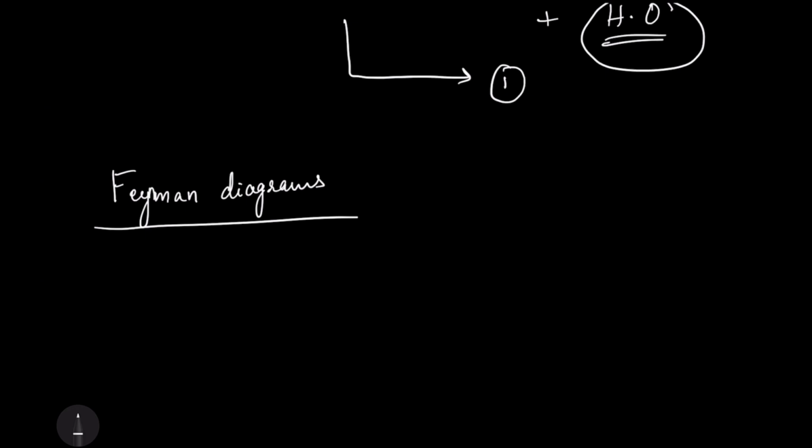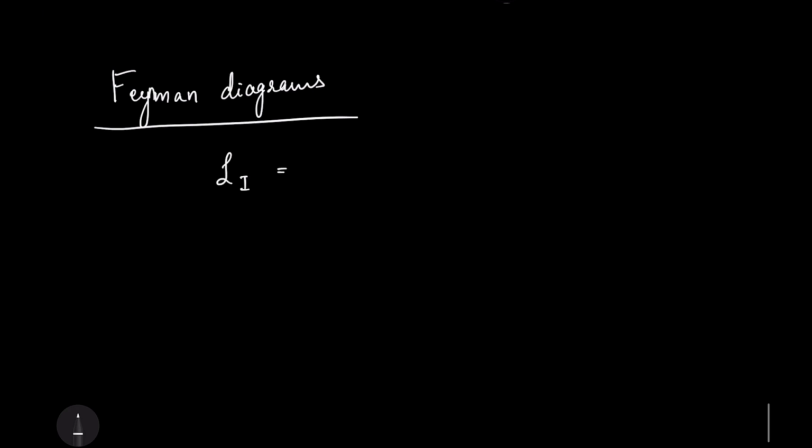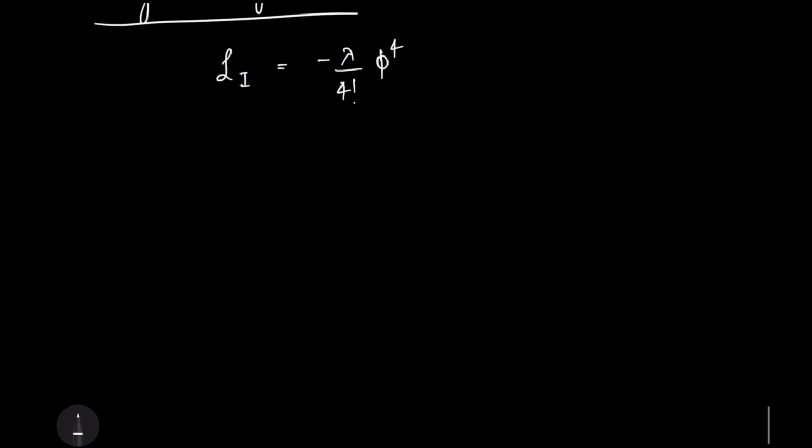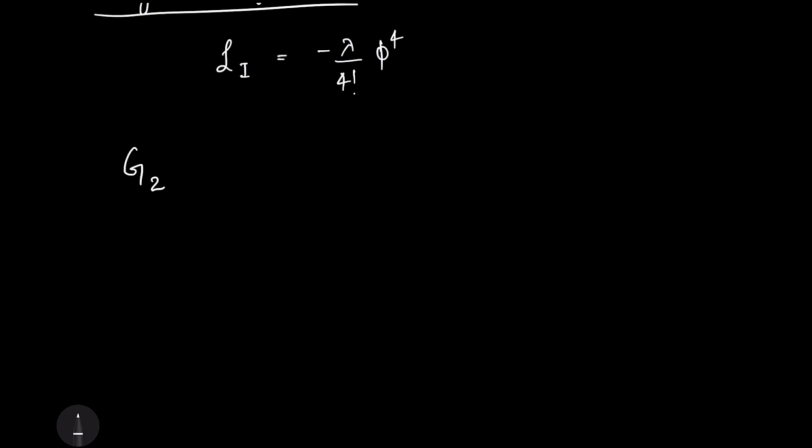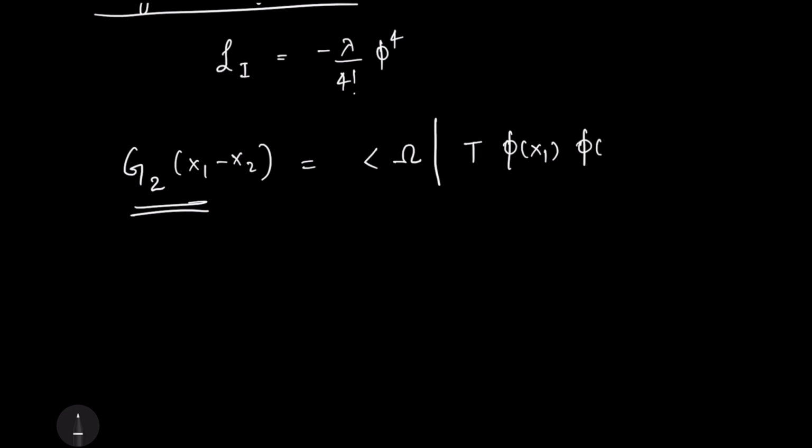Feynman diagrams. So far we have discussed the general equations that can be applied to any interaction. Now let's look at a specific case. The simplest case will be minus lambda by 4 factorial phi raised to 4. For the simplest case we consider only the 2-point correlation function, and 2-point functions are called Feynman functions. So x1 and x2, only up to x2 we will consider for simplicity. G2 is nothing but the Feynman function, so that's very easy. This will be the time ordering of phi of x1 and phi of x2. So this is the 2-point correlation function.